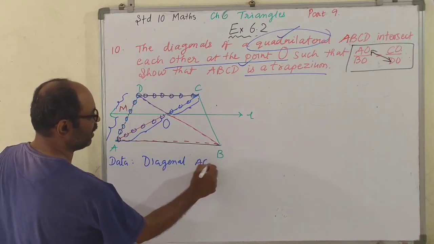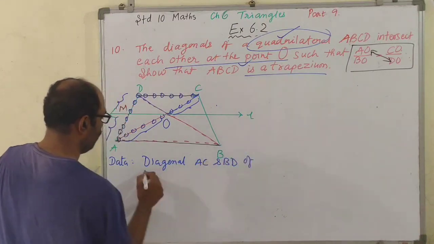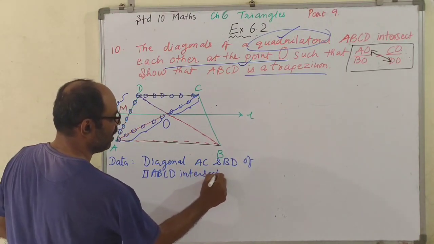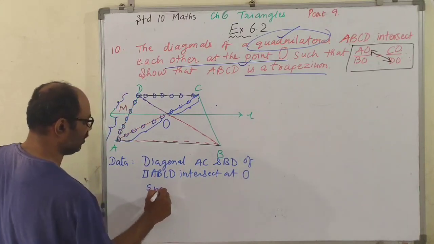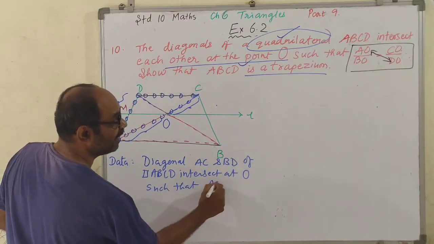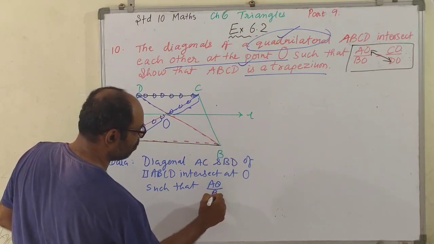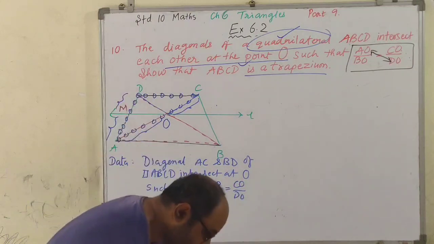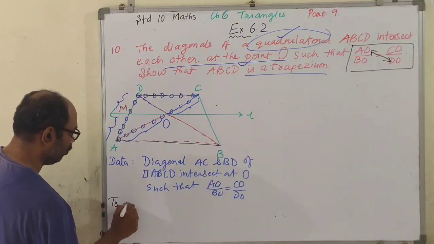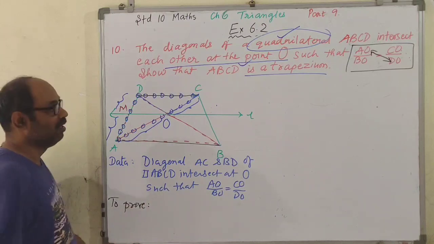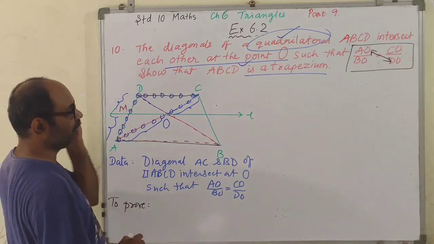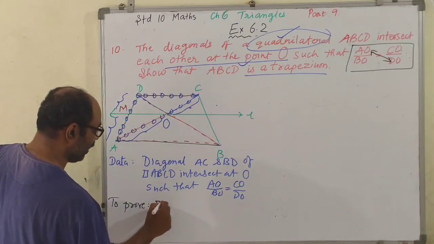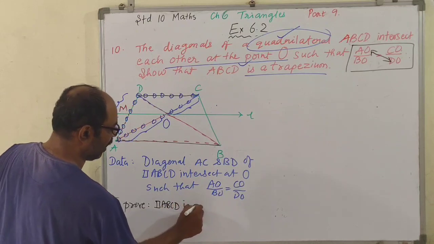Diagonals AC and BD of quadrilateral ABCD intersect at O such that AO upon BO is equal to CO upon DO. To prove: quadrilateral ABCD is a trapezium.